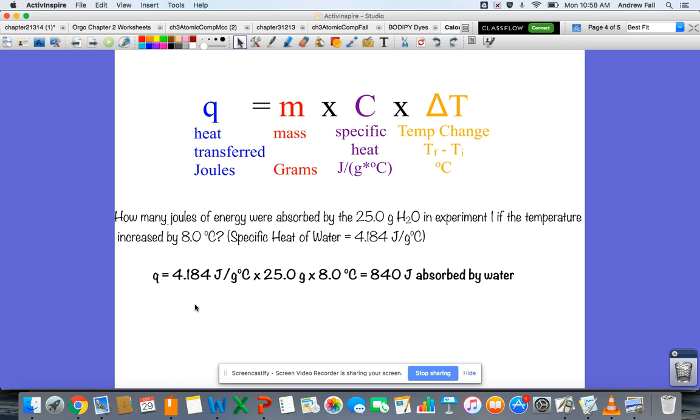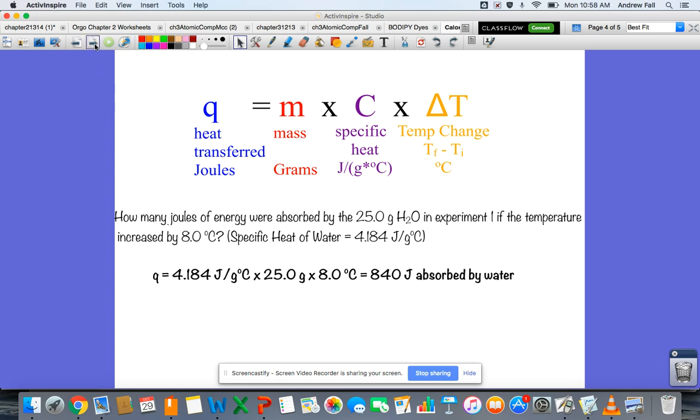In this experiment, the temperature changed by 8 degrees, and since we had 25 mils of water and we know the density of water is 1 gram per mil, that's 25 grams of water. So we can calculate the heat transferred by multiplying the specific heat, 4.184 joules per gram degree Celsius, by the mass, which is 25 grams, by the change in temperature, which was 8 degrees Celsius. And we can see that 840 joules of energy was absorbed by the water.